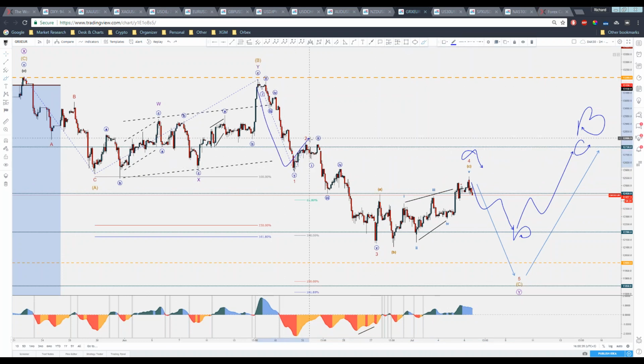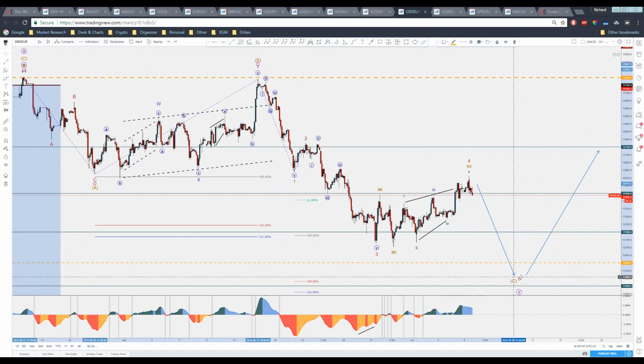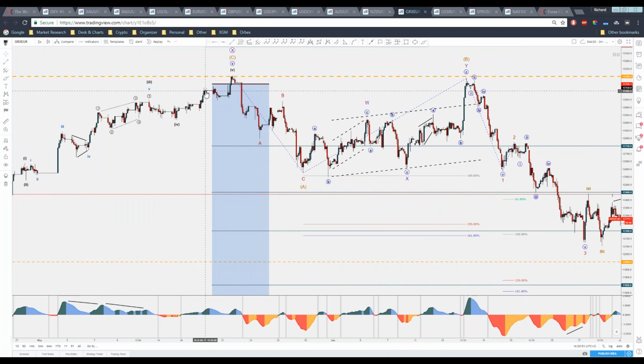So if this cannot really be 1, 2, 3, 4, 5, in that scenario, the way I'm labeling it right now is in an impulse, in the C wave, for me to possibly confirm this Y. Okay, and this can be seen on the daily chart in my previous level ideas.